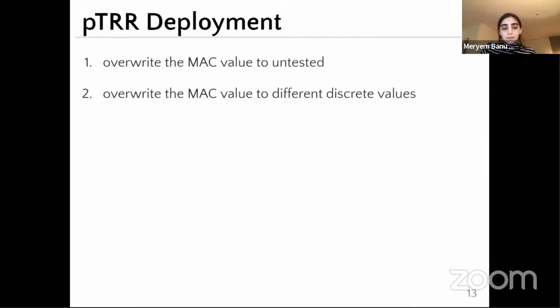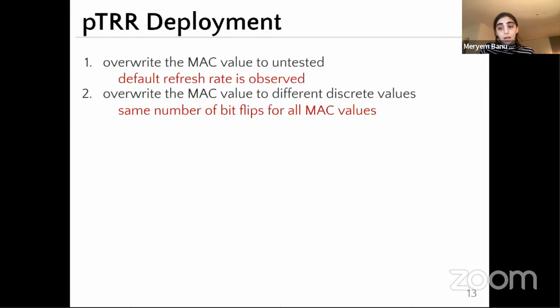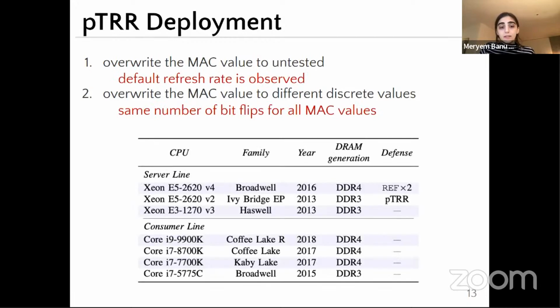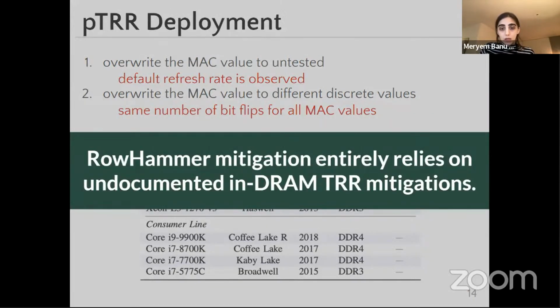So for some systems, overwriting the MacValue to untested or to different discrete values does not change the refresh rate or bit flips observed. And this table gives the list of systems tested, and we can see that PTRR is only employed in one of the CPUs tested. I think the key takeaway here is that RowHammer mitigation entirely relies on undocumented in-DRAM TRR implementations.